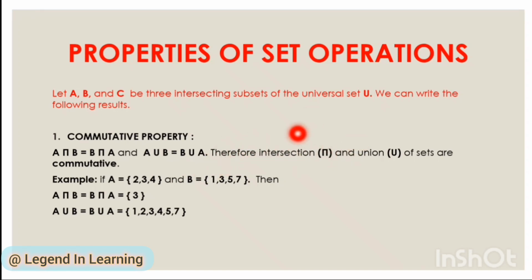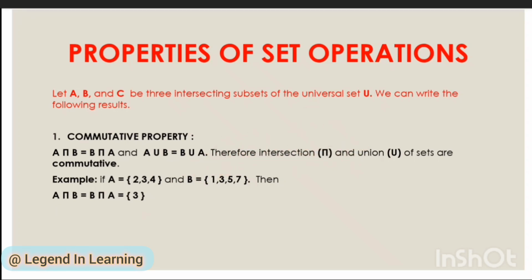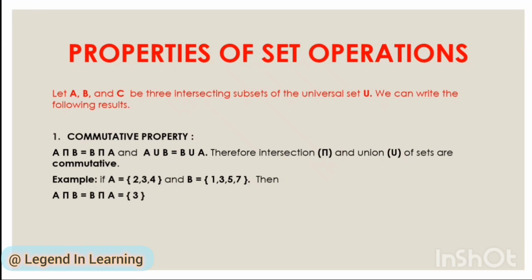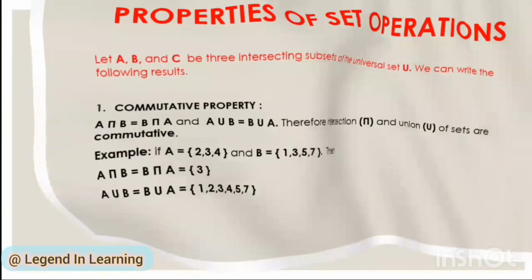Why? I can simply say that the intersection and the union of a set are commutative. For example, I have A is equal to 2, 3, 4, B is equal to 1, 3, 5, 7. Then I have A intersection B to be 3, and B intersection A to be the same 3, so it is commutative. That's one property. And when I take it with the union, I will still have the same answer. Let's move to the next property.